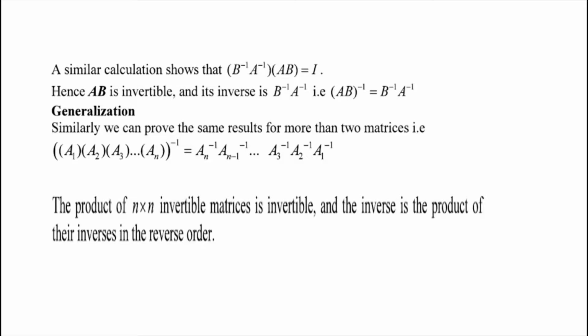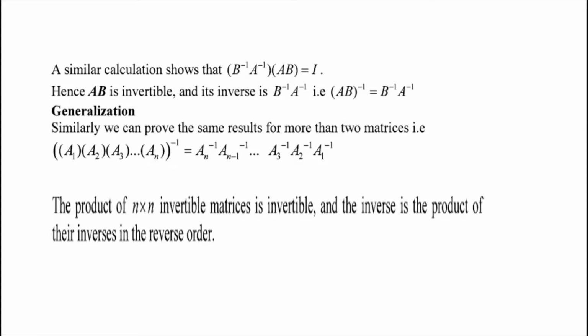A similar calculation can also be done with B inverse A inverse and AB product, which is equal to identity, and so B is invertible because its product with some matrix results in identity, and its inverse is B inverse A inverse. We can say that AB inverse is equal to B inverse A inverse.